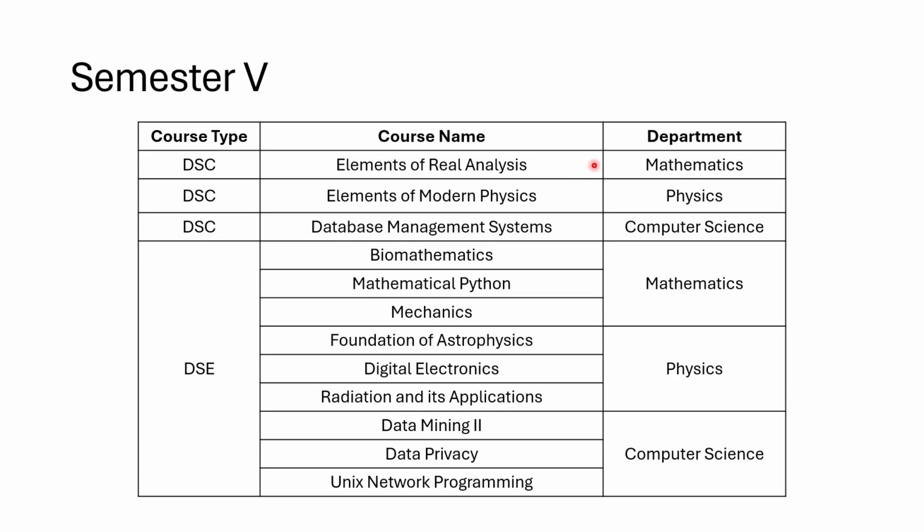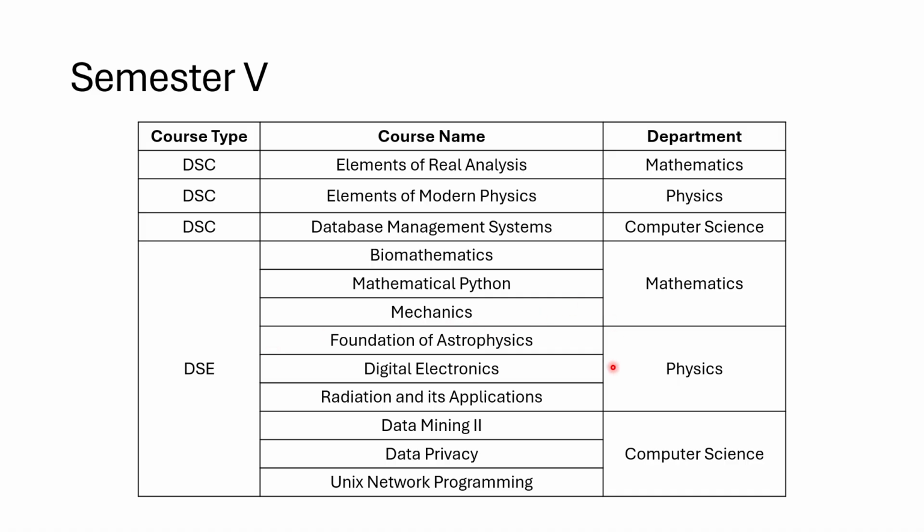In semester 5, under the compulsory courses from mathematics, you have elements of real analysis. In physics, you have elements of modern physics. From computer science, you have database management systems. Now, in mathematics, you have biomathematics, mathematical Python, mechanics. Now, you can say that we have already studied mechanics under physics as a compulsory course. So, there will be a higher chance that this course is not offered to you. Okay.